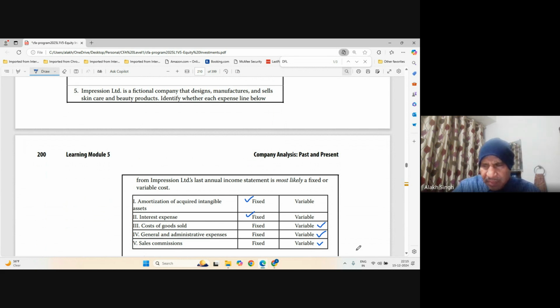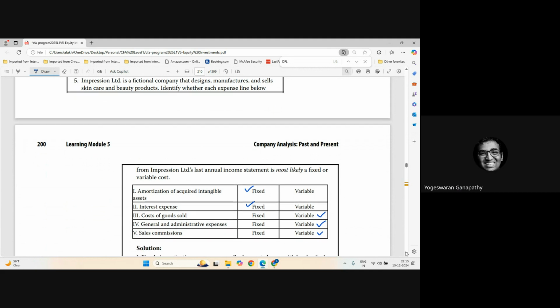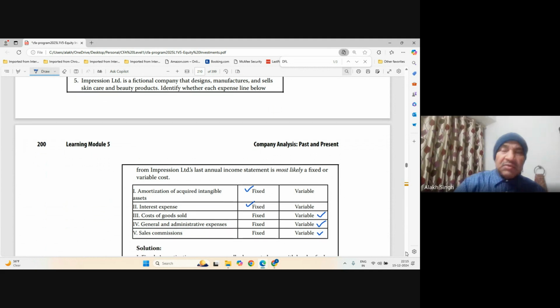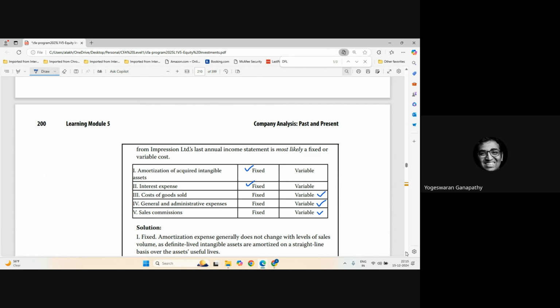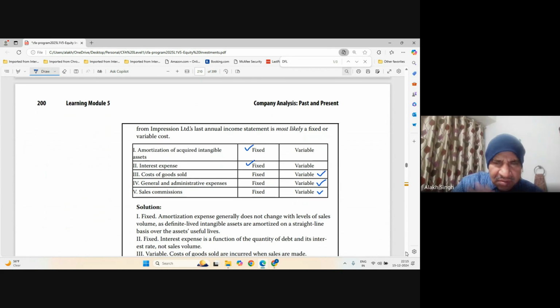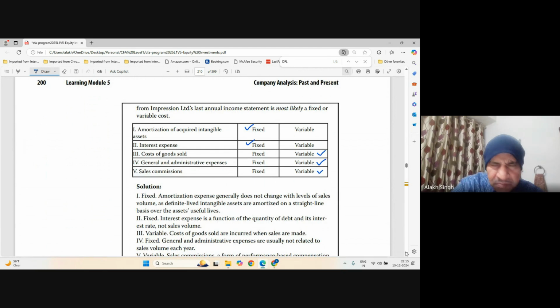It depends on how much loan. If it is a floating rate, then it will be variable also. But anyway, economists treat it as interest expense on PPE, so let's put it fixed. Okay, 1 is fixed, 2 is fixed, very good, and 3 is variable, 4 is fixed.